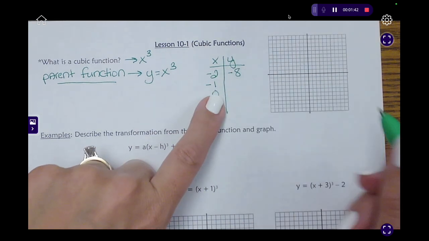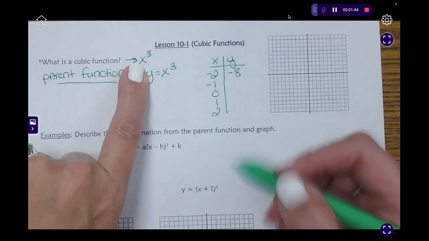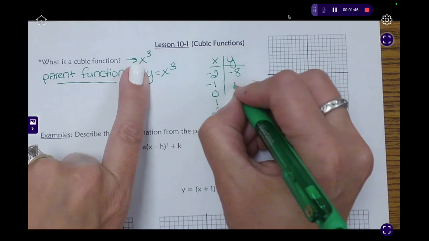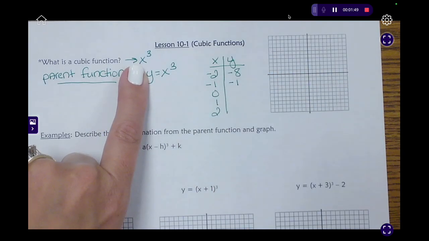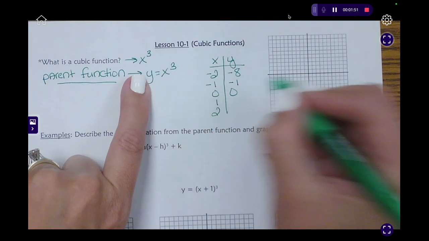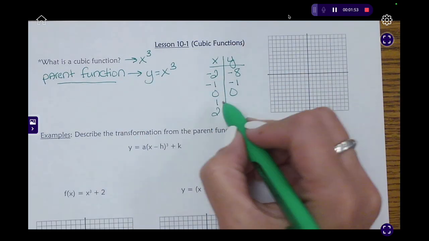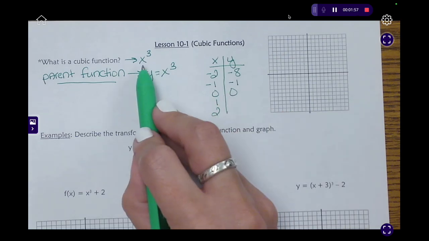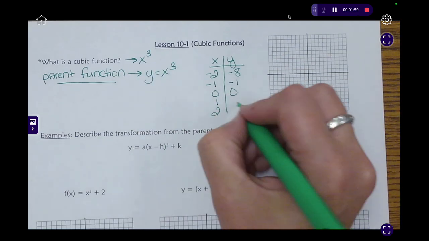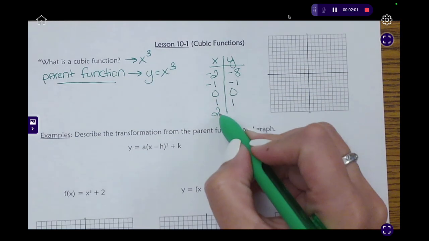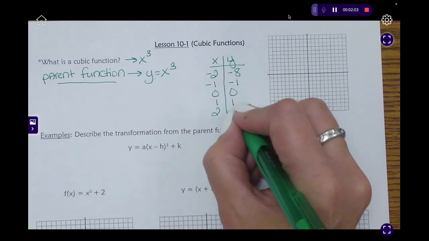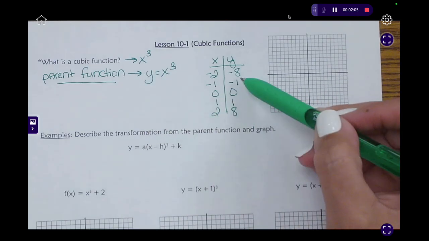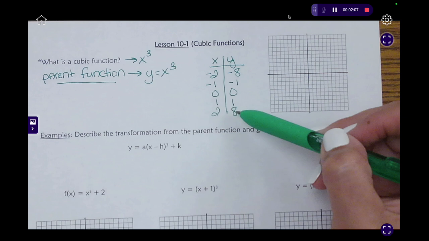I'm going to do the same thing for all of these. So if I plug in a -1, -1 to the third power just gives me a -1. 0 to the third power is pretty easy because that just gives me 0. And then what we're going to notice is it does kind of start to repeat a little bit, but if I plug in a +1, 1 to the third power is going to be a +1. And then 2 to the third power gives me that +8. So it's almost like they repeat, except for these are negatives and these are positives.